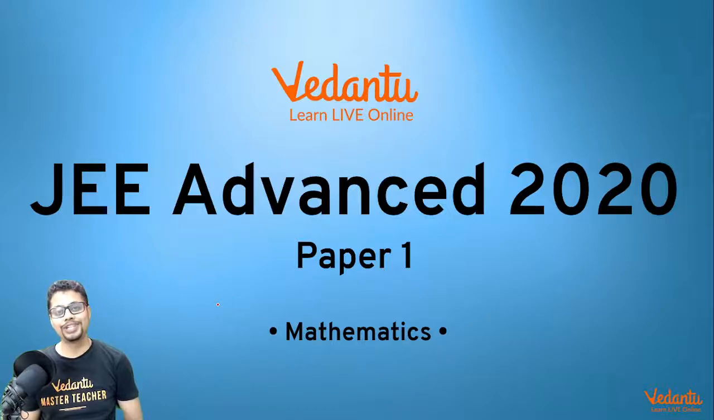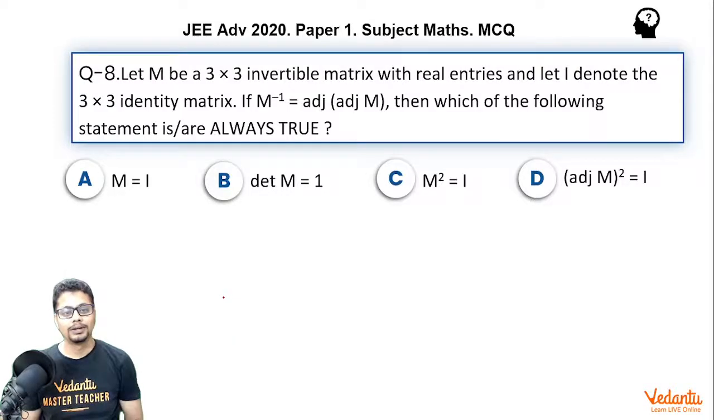We are discussing JEE Advanced 2020, Paper 1, Mathematics, and the question for this video is this. Let M be a 3 cross 3 invertible matrix with real entries and let I denote the 3 cross 3 identity matrix. If M inverse is equal to adjoint of M, then which of the following statements is always true? Now this question is based on the properties of adjoint majorly.